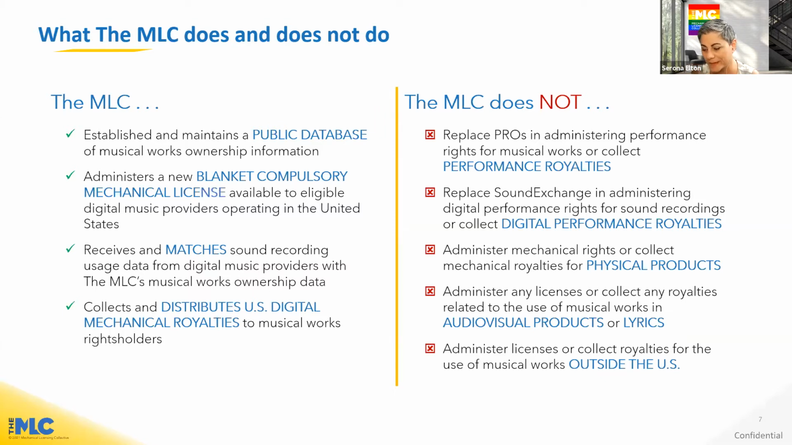We are administering this new blanket license that is available to particular kinds of digital services, right? Those that have interactive streaming, limited and permanent downloads in the United States. So this is a creation of the US copyright law. So it only covers US activity, not anything outside of the US. So the way it works is the MLC receives data. We receive data from the digital services and we receive money from the digital services, right? They have to pay their royalties to us for the mechanicals. And then we distribute that money out to our members, okay? So that's really the crux of what the MLC does.